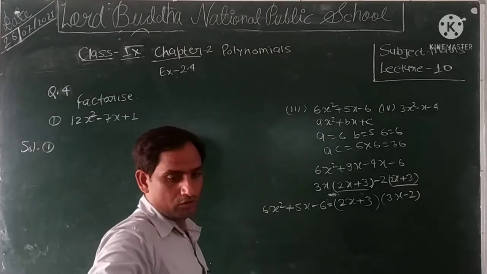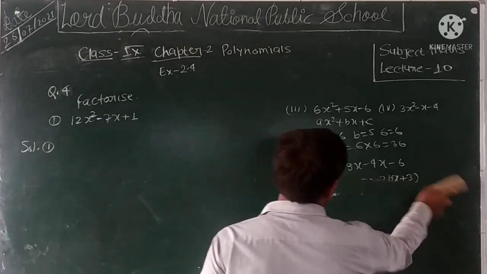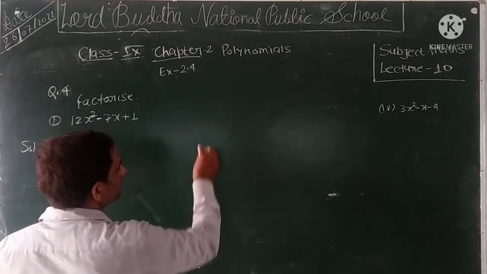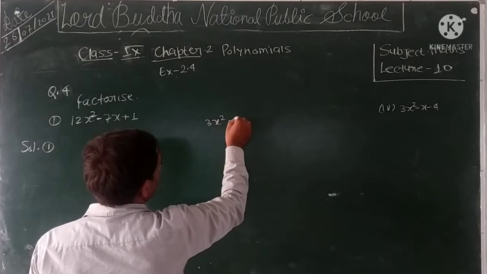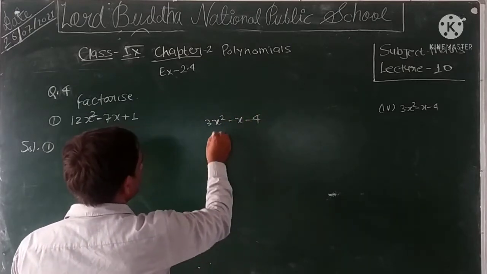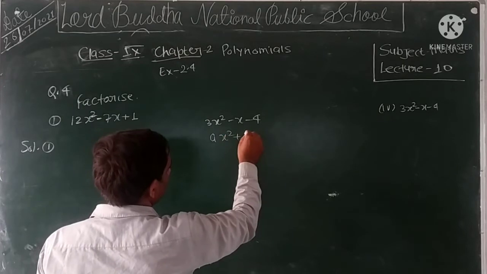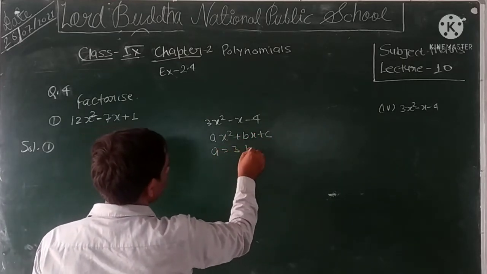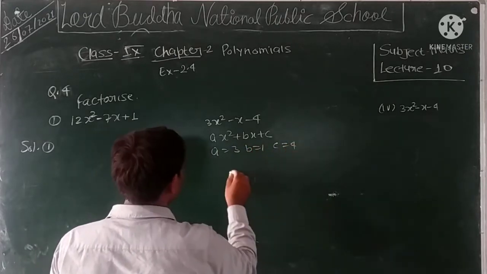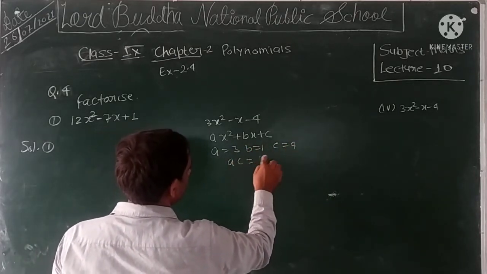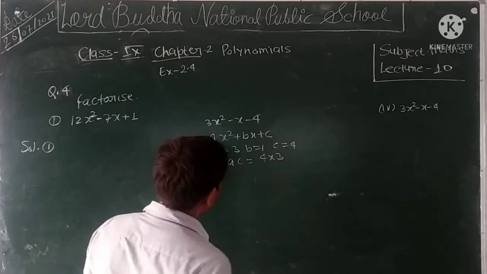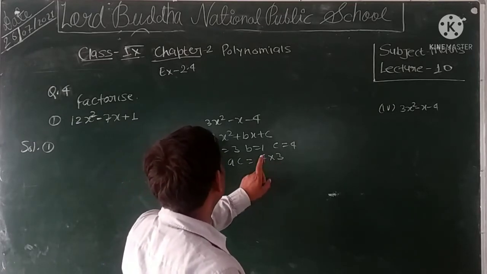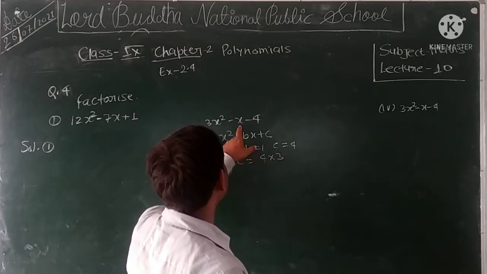Okay? Now, we solve the fourth part of this polynomial. The fourth part of this polynomial is 3x square minus x minus 4. Okay? Compare with standard ax square plus bx plus c. A equal to 3, b equal to 1, c equal to 4. We find AC, which is 4 into 3, which is 12. And if we subtract 3 from 4, then we get 1.